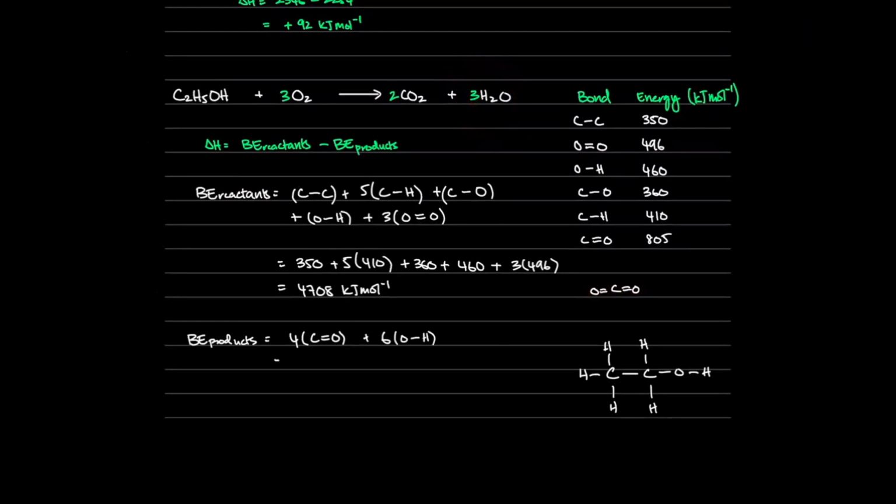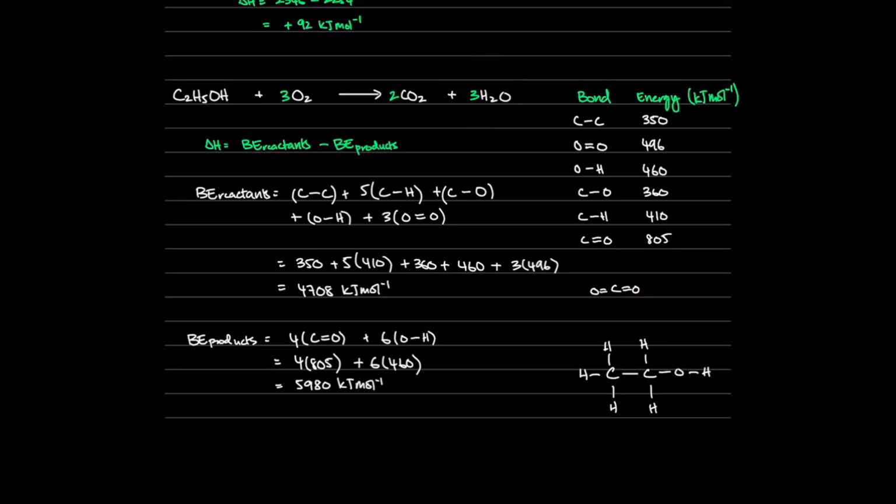Okay, so then this comes out to what? 4 times 805, right? That's the C double bond O. And then 6 times OH, which is 6 times 460. This comes out to 5,980.